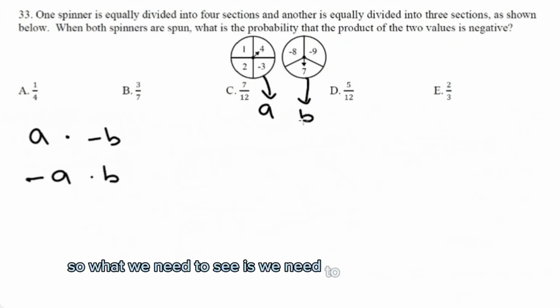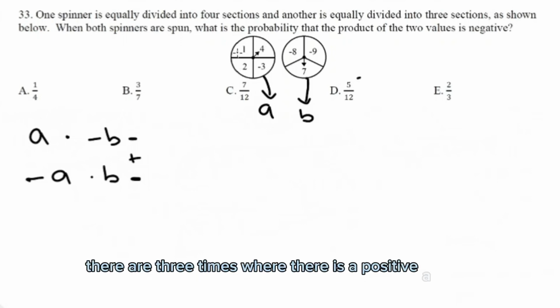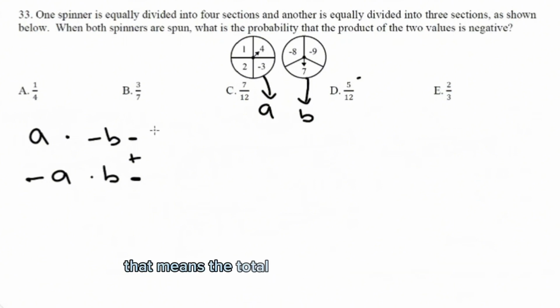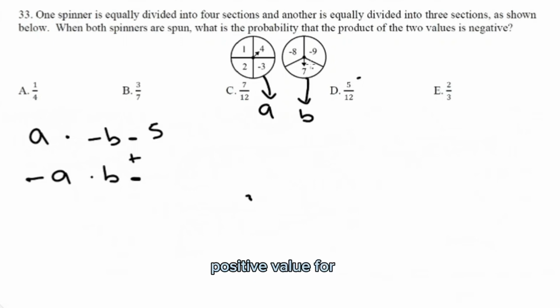What we need to see is how many times you can have this scenario, and how many times you can have this scenario, and then add the two up. So let's start with A times negative B. There are 3 times where there is a positive A value, and there are 2 times where there is a negative B value. That means the total amount of times is 5. Now for the second possibility, negative A times B, there's only one possibility where you can have a negative value for A, and one possibility you can have a positive value for B. That means 2 total possibilities. So you have 5 and 2, and you add them up to get 7.